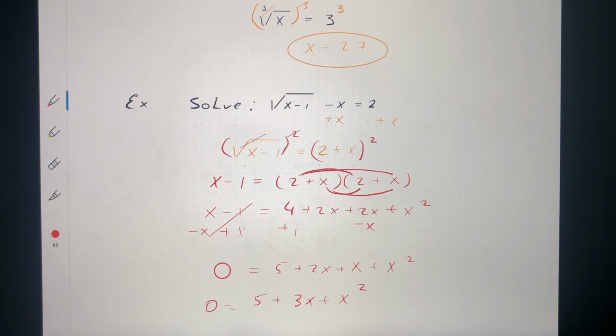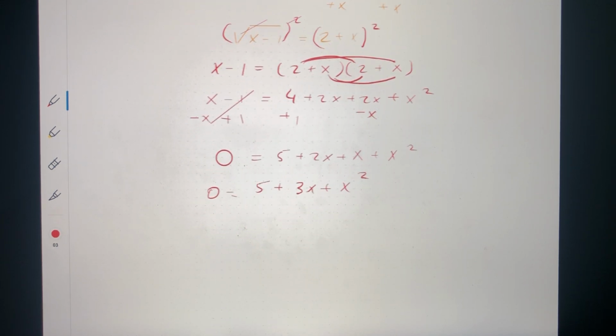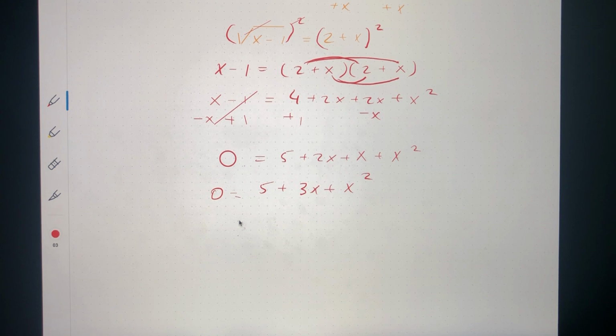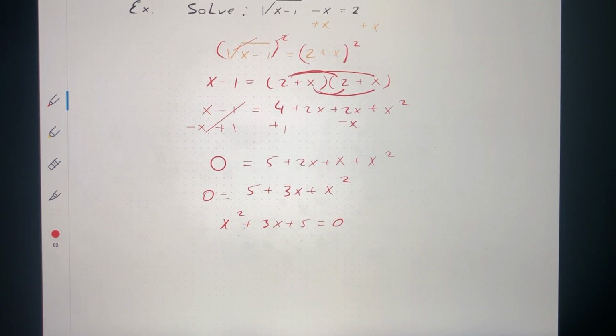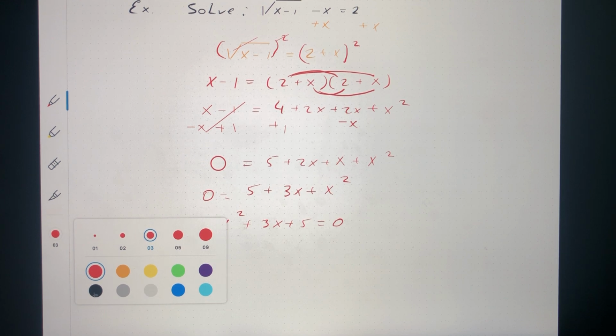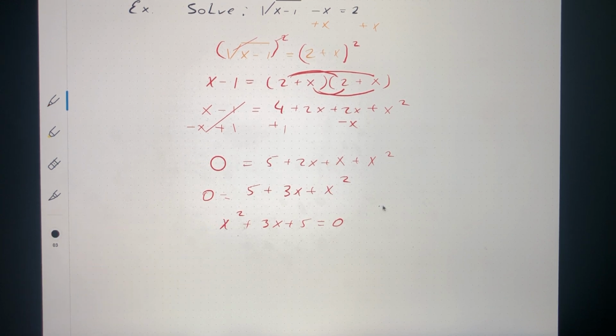Well, this happens to be a quadratic equation because the highest power is 2. So we can rewrite it with the square first, and then the x, and then the constant equals 0. Now, if we cannot solve it by factoring right away, the easiest way to solve it is to use the quadratic formula. The quadratic formula solves all quadratic equations, and it is negative b plus or minus the square root of b squared minus 4 times a times c, divided by 2 times a. Our a number is 1, b is 3, c is 5.